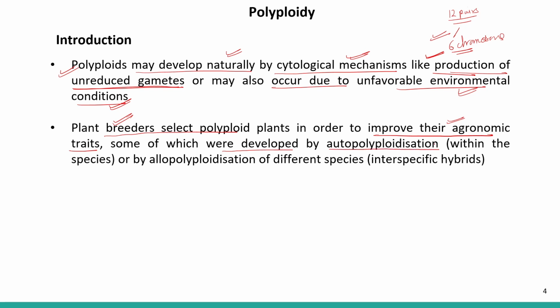autopolyploidization, that is a type of polyploidy within the species. Okay, that is within the species, or allopolyploidization, that occurs in different species or interspecific hybrids.